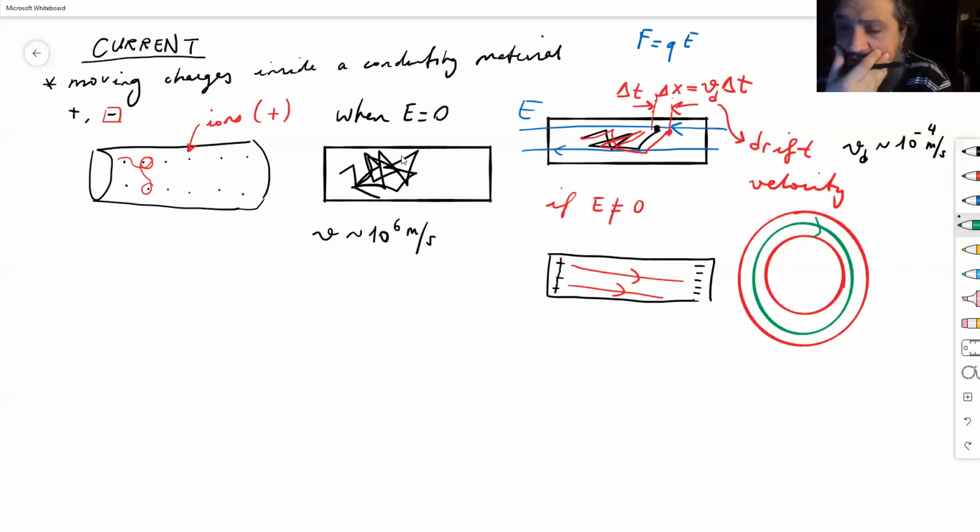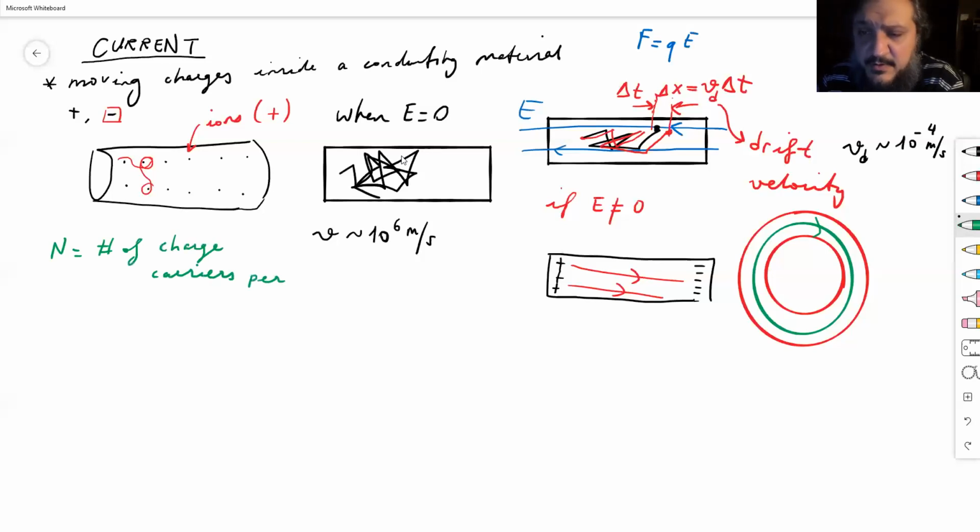So let's try to quantify this. We have free electrons. Let's come up with a number, n. This is the number of charge carriers, in this case electrons. It's a density: charge carriers per unit volume. It's a number per volume.